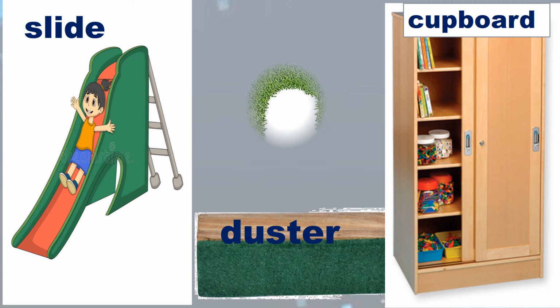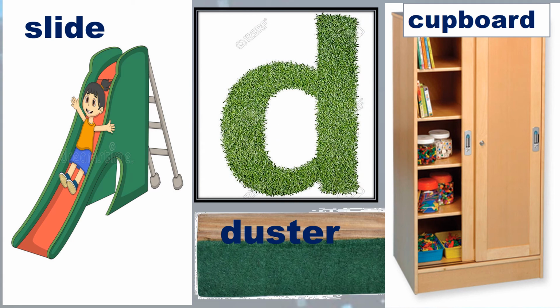Okay, see, the first letter was letter D. So there are three pictures and words. We will find out where D is in these words. See, in the first picture slide, we will underline D. The second picture is of a cupboard. Find out the D. Where is D? At the end of that word. Underline that. Here is the picture of a duster. The D is at the beginning. So sometimes it comes in between the word, sometimes at the end of the word, and sometimes at the beginning of the word.